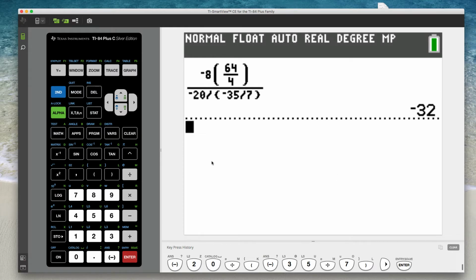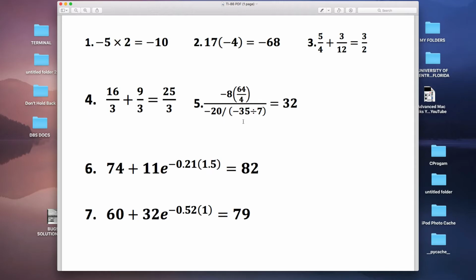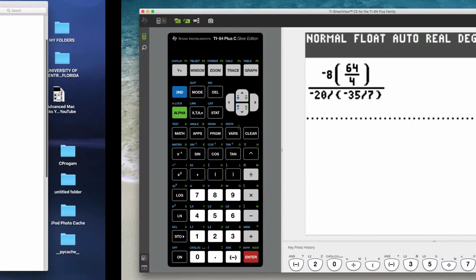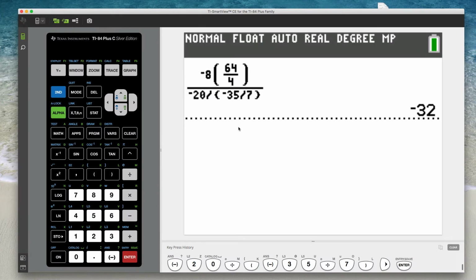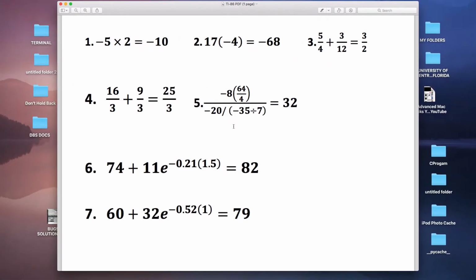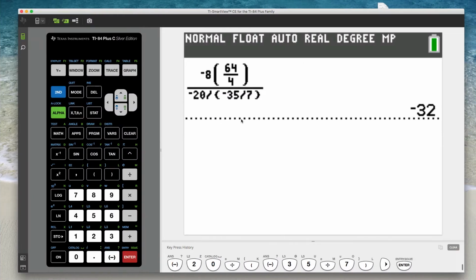Negative 32. Yeah, I got it right. Negative 8, negative 8, negative 20, negative 35. Well, looks like I got that wrong. I didn't see the negative sign in the answer, but negative 32 is your answer.